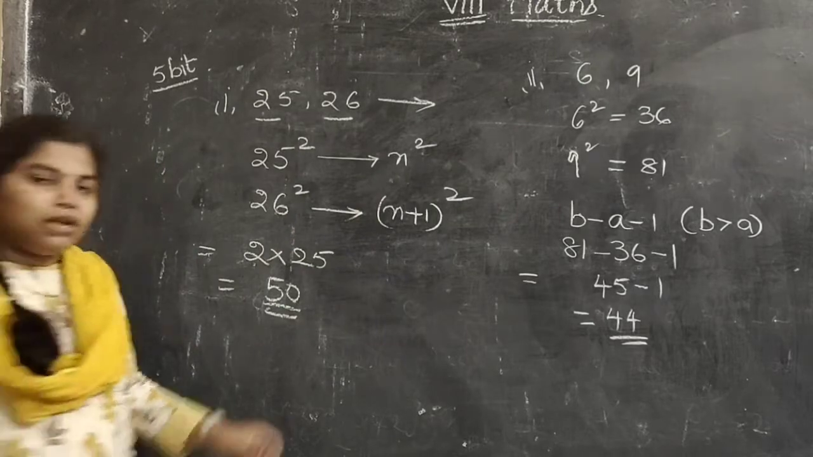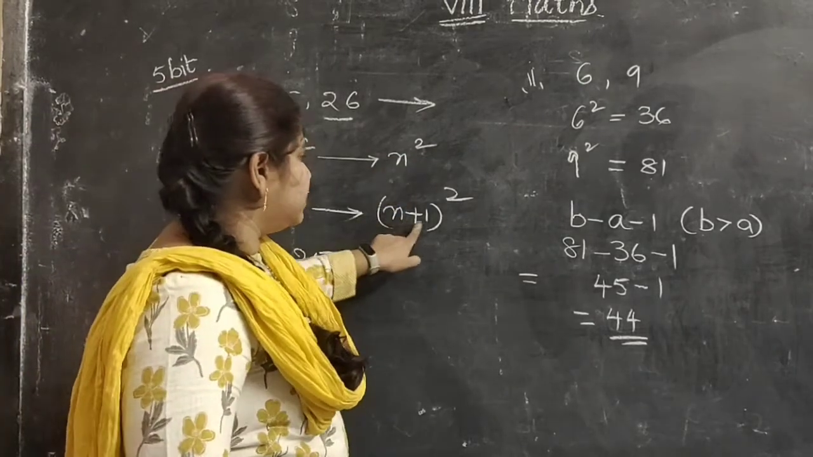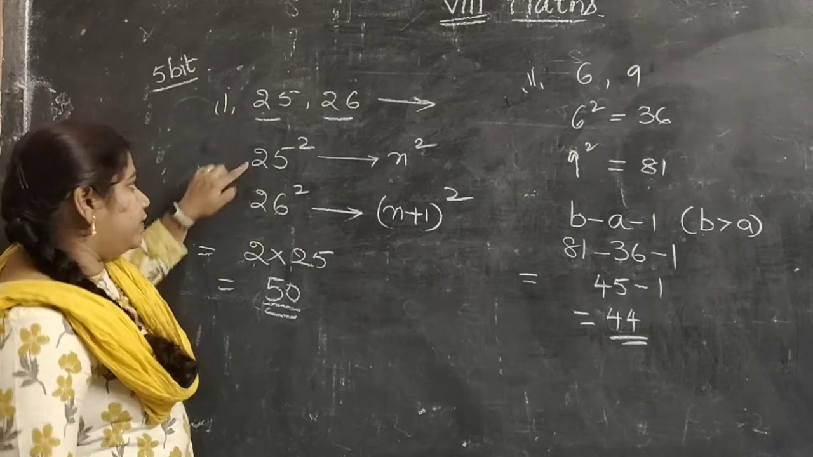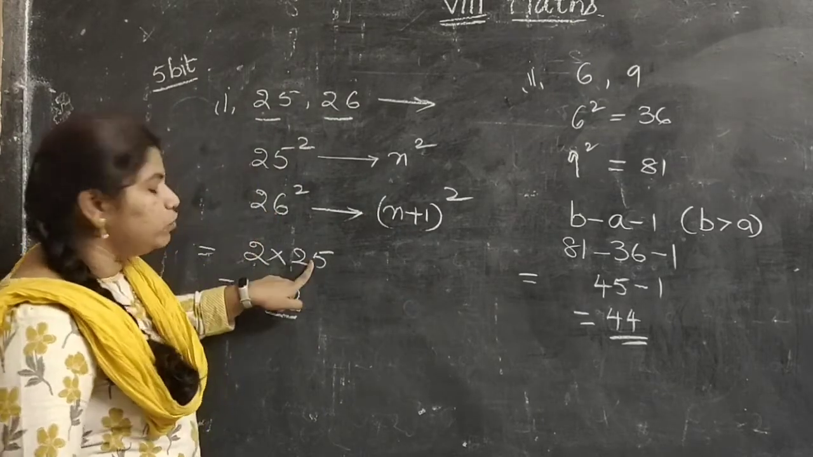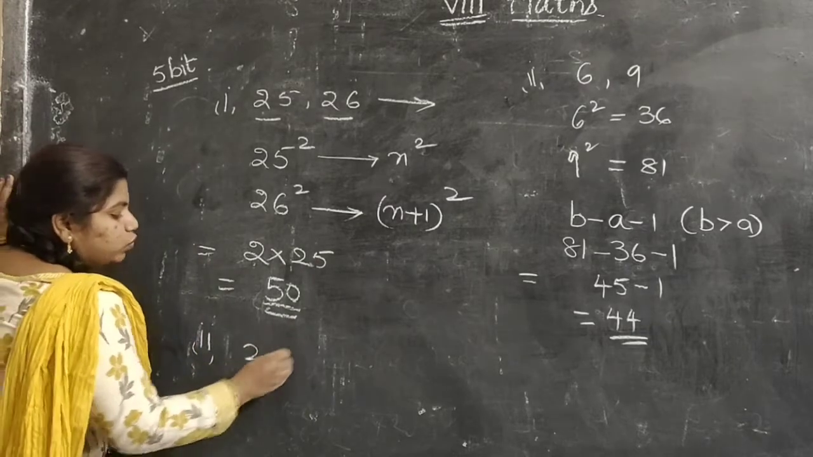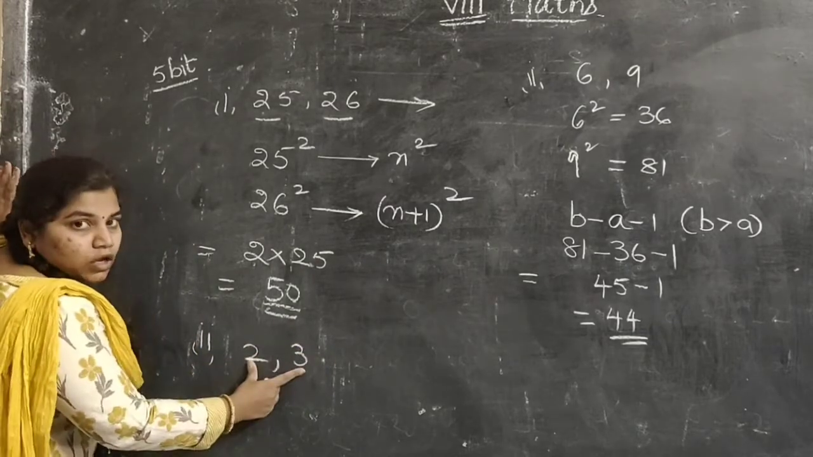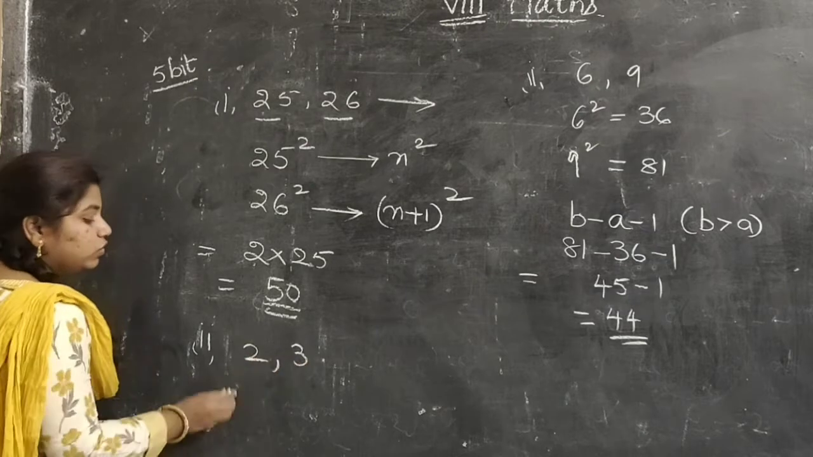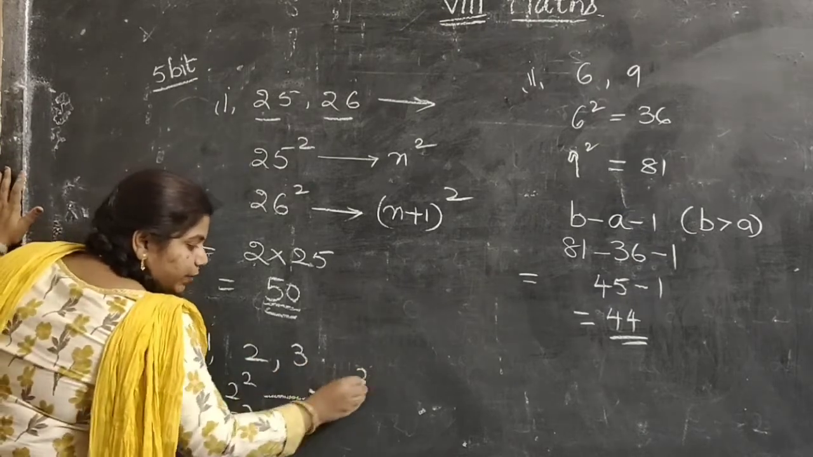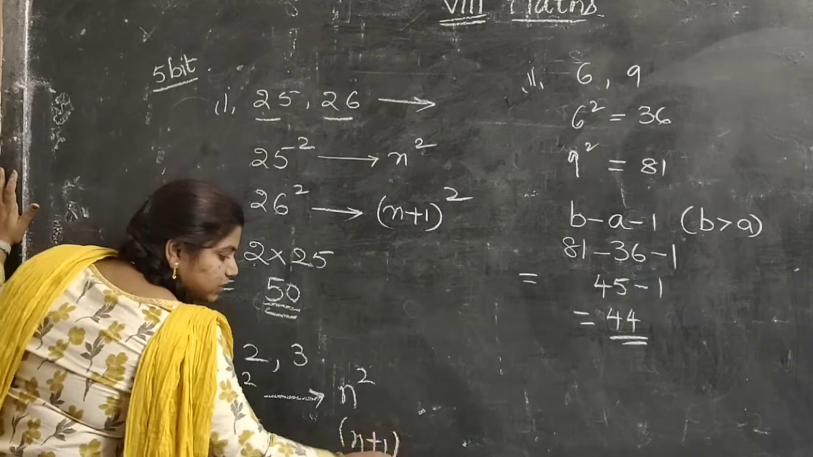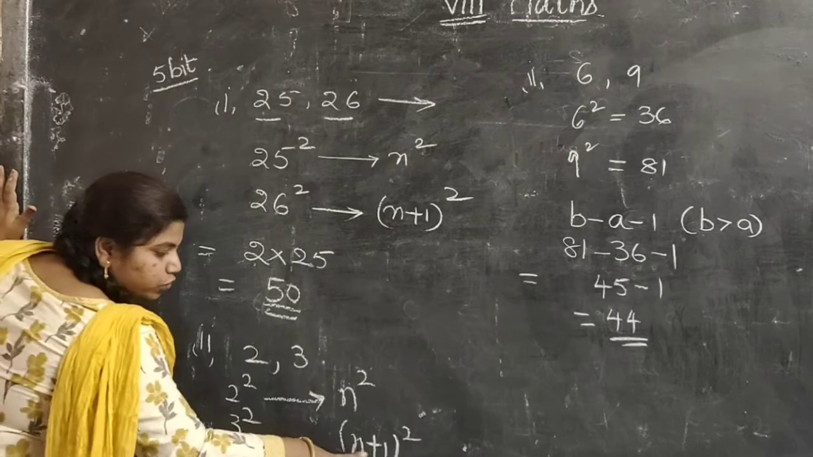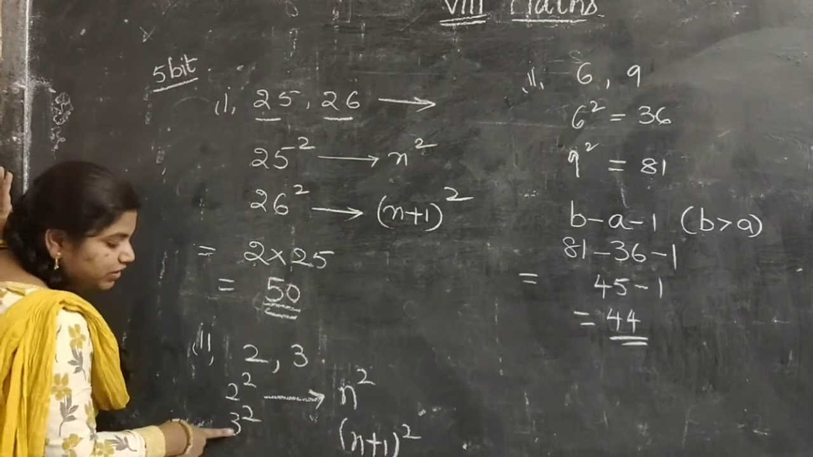So if the terms are in the form of n square and (n+1) whole square, then only we will multiply 2 for the first number, that is 2 into 25. You can take another example here. So I am taking here 2 and 3. These two are consecutive numbers, and also they are in the form of n square and (n+1) whole square. If n value is 2, 2 plus 1 will become 3. So that is 3 square.